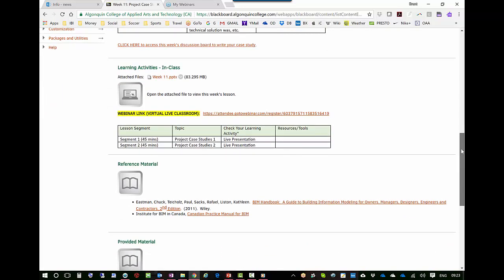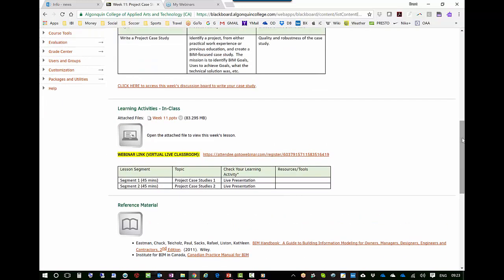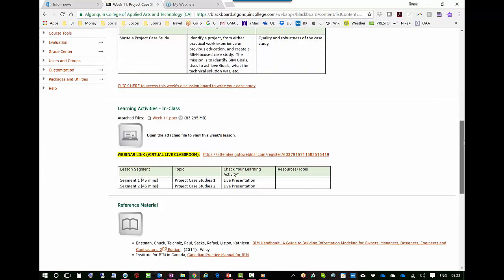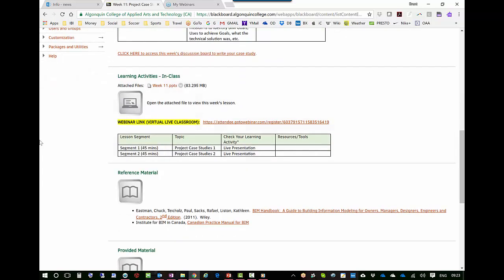Oftentimes we identify the goals, we identify the BIM uses, maybe the software and the hardware, etc. So that's what I'm going to go through today. It's quite a lengthy presentation, but it's going to give some examples, and then we can go from there.